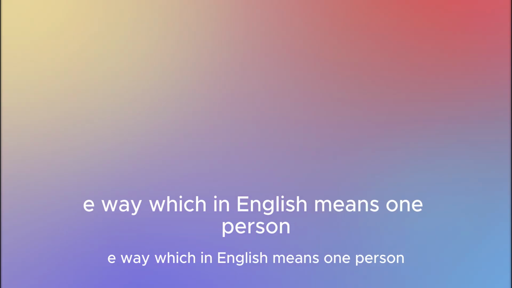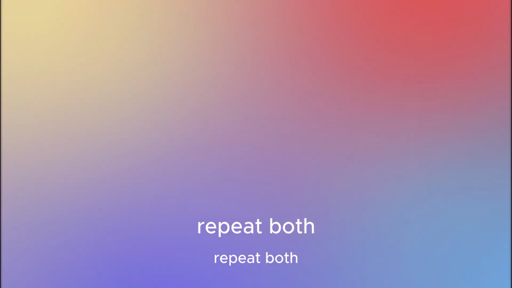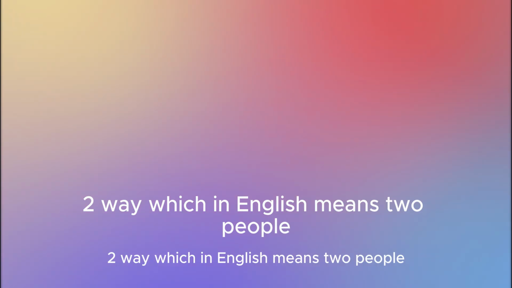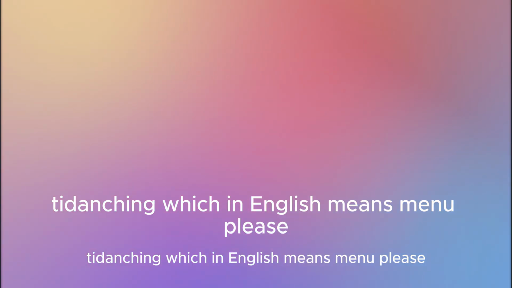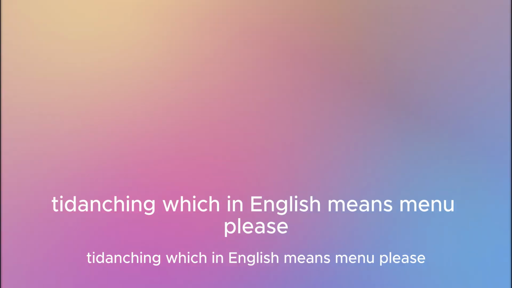You answer. 一位, which in English means one person. 两位, which in English means two people. Repeat both. 一位, which in English means one person. 两位, which in English means two people. You are seated. You ask for the menu. 菜单请, which in English means menu please. Repeat. 菜单请, which in English means menu please.